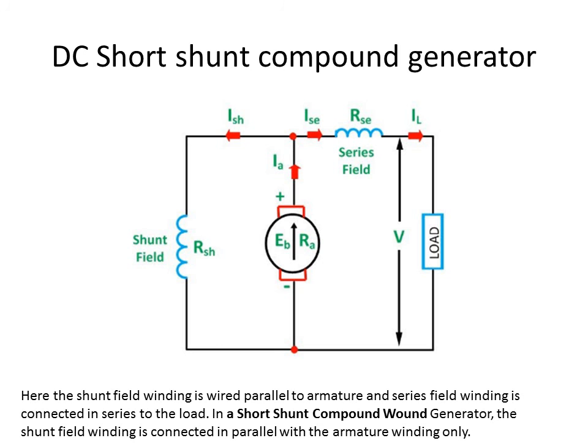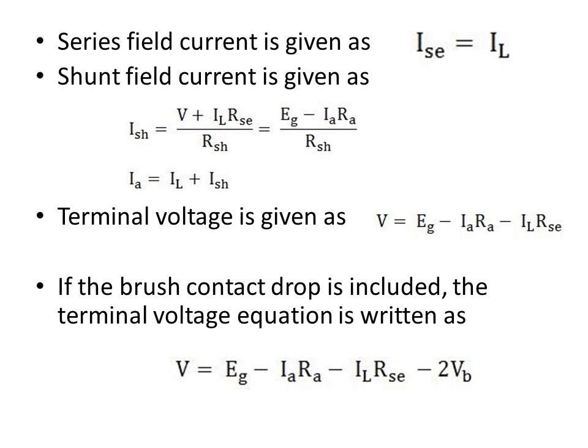For short shunt, V plus ILRSC divided by RSH is equal to EG minus IARA divided by RSH. IA is equal to IL plus ISH. The terminal voltage is EG minus IARA minus ILRSC. If the brush contact drop is also included, then minus 2VP is added to the same equation.